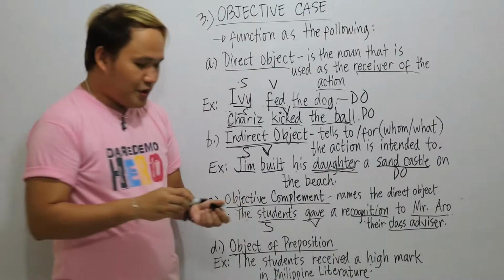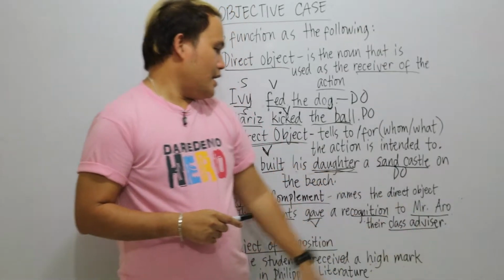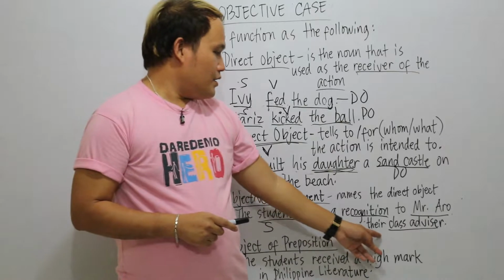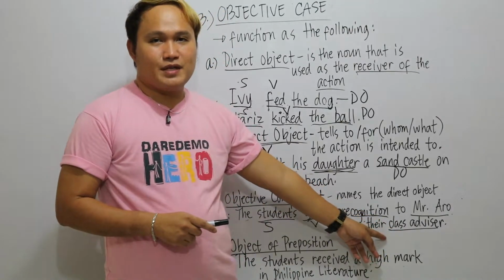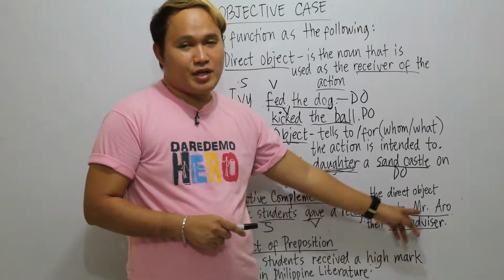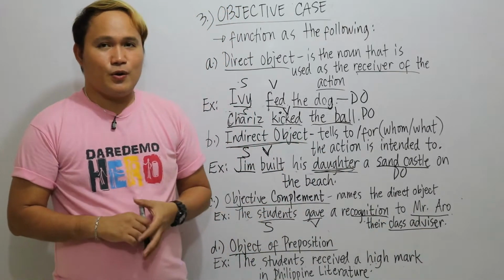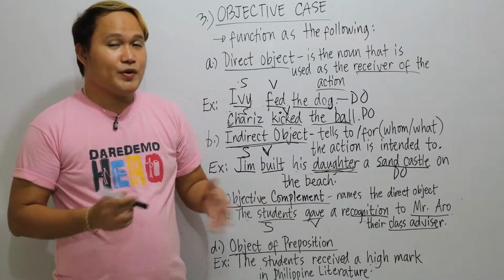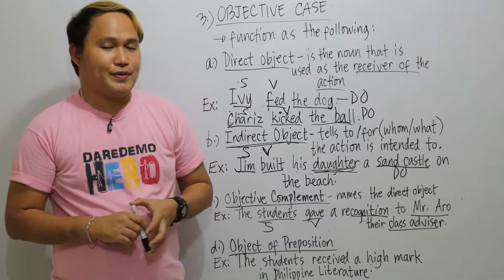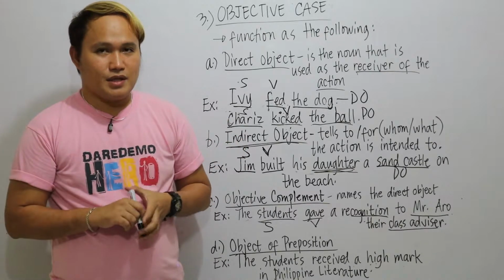So Mr. Arrow is our direct object, and class advisor here is our objective complement because it introduces our direct object, Mr. Arrow. It simply asks, who is Mr. Arrow? Mr. Arrow is their class advisor. So it names the direct object.